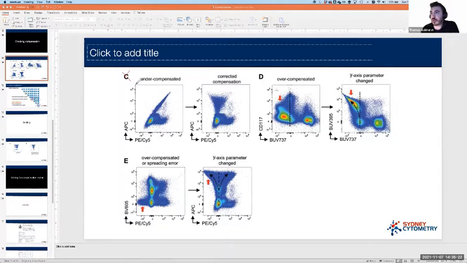So they're the first two. Undercompensation and overcompensation are the classics. These are errors in compensation that we can go and do something about, potentially. The last one is spreading error. Now, the way we might come across this is something similar, with this super negative set of events down here, and it doesn't look like BV605 is the culprit.